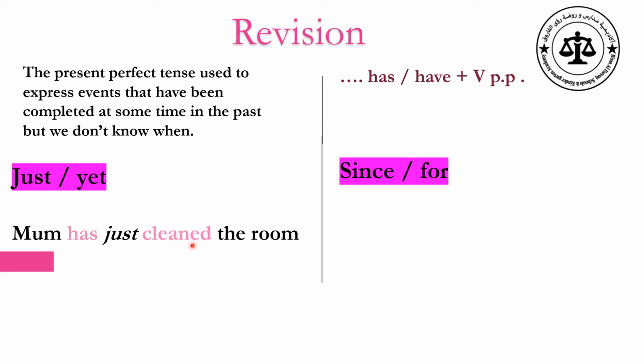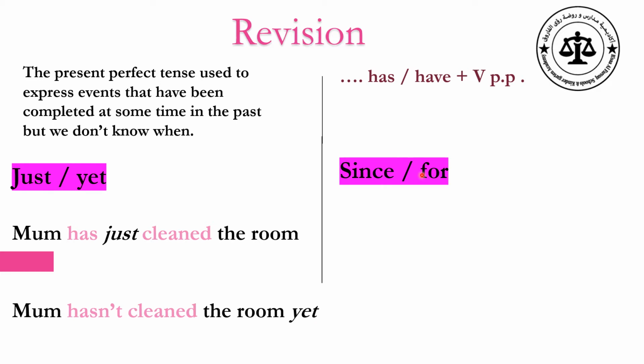and this is verb 3. Yet comes with the negative and the question form, at the end of the sentence or the question. Example: Mom hasn't cleaned the room yet. We have yet here, so we negate the sentence by adding not with the helping verb, and here we have has, so Mom hasn't cleaned the room yet.